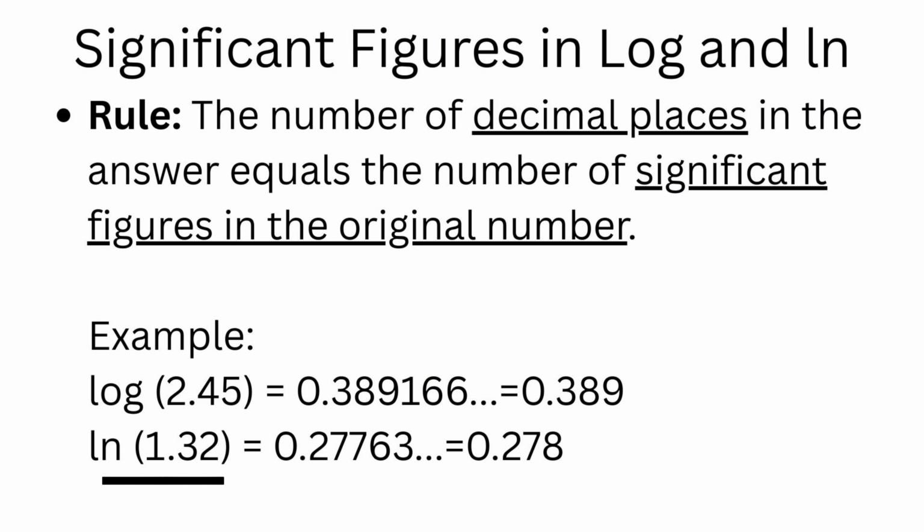Take another example, natural log of 1.32. 1.32 has 3 significant figures, so your answer must have 3 decimal places. So plug that into your calculator. The calculator will give you a number like 0.27763 something. So you have to have 3 decimal places. So you have to stop after 0.277. The next number after the 7 is 6. So in this case, you have to round up, and your final answer is going to be 0.278. Now, this rule comes from how logarithms compress numerical uncertainty.